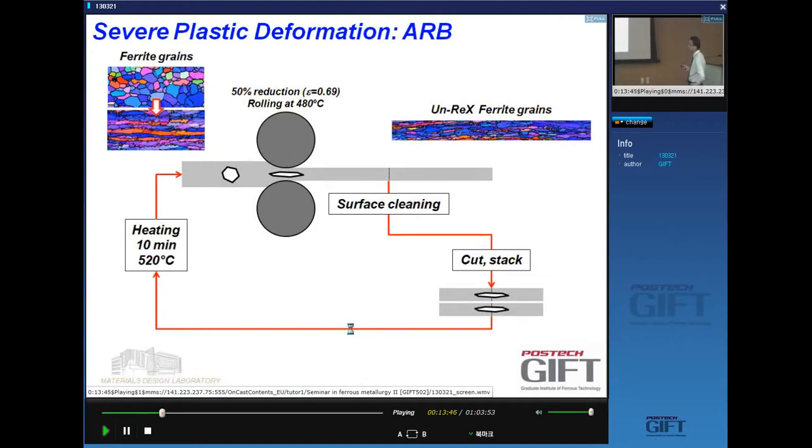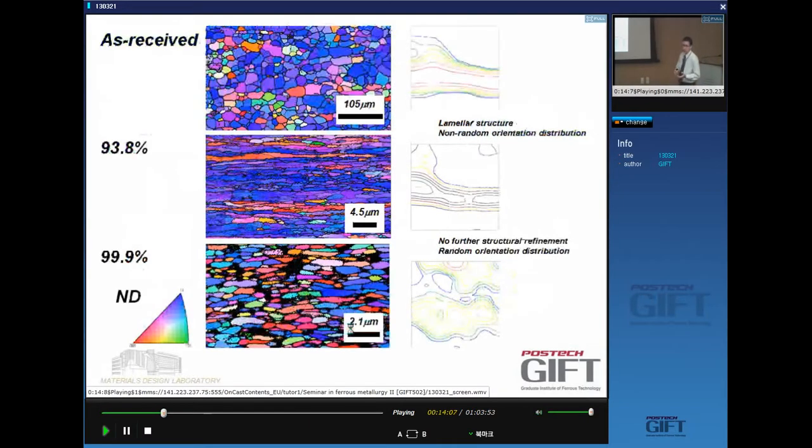You get unrecrystallized ferrite grains because you do this at room temperature. You clean the surface, remove the oxides, cut this and stack the two halves. You reheat it to soften the material a little bit by recovery, and you repeat this, 10 times. And when you do this, you can achieve very, very large amounts of strain without shape change, basically.